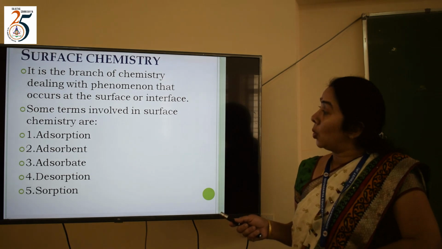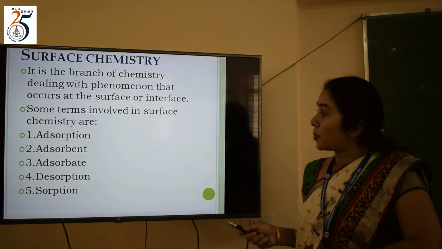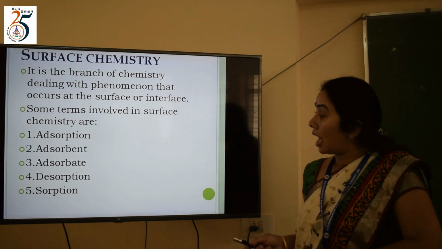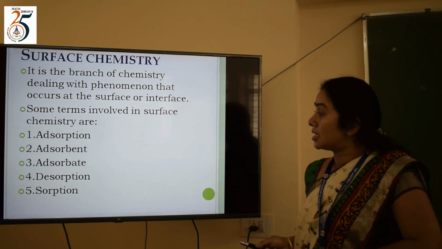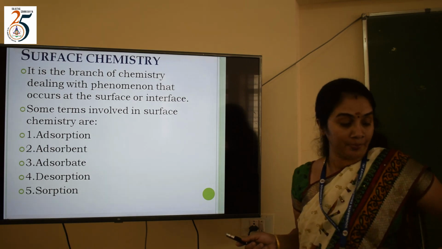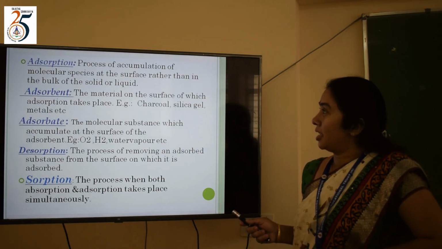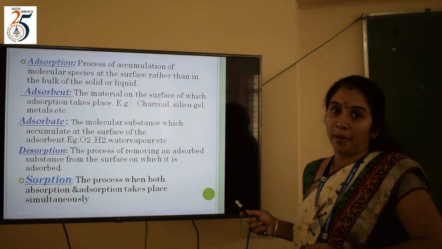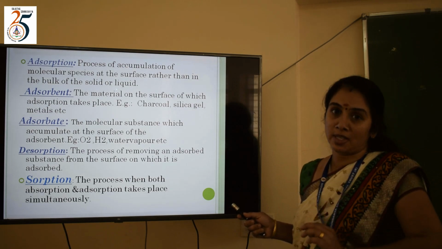Hence, we have to know some terms involved in surface chemistry: adsorption, adsorbent, adsorbate, desorption and sorption. These are the terms that we will be frequently using in this chapter. So let us see what is meant by adsorption. Adsorption is a process of accumulation of molecular species at the surface rather than in the bulk. Surface chemistry is all about the adsorption process.